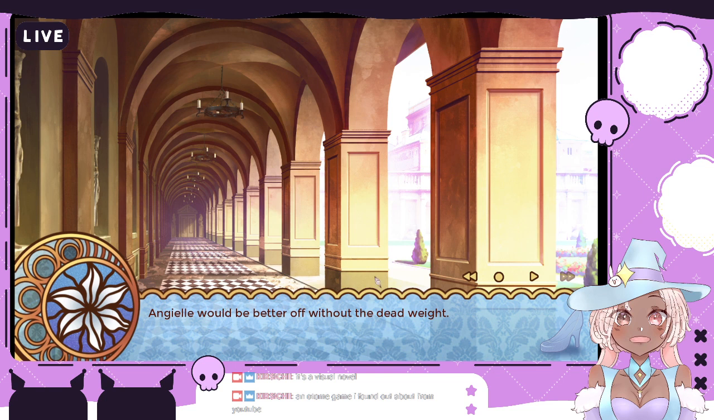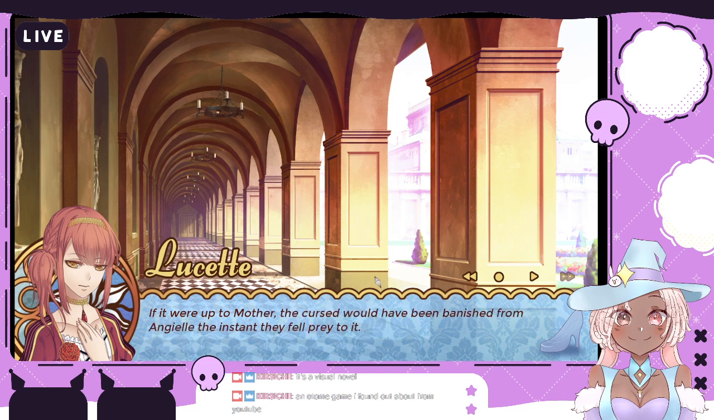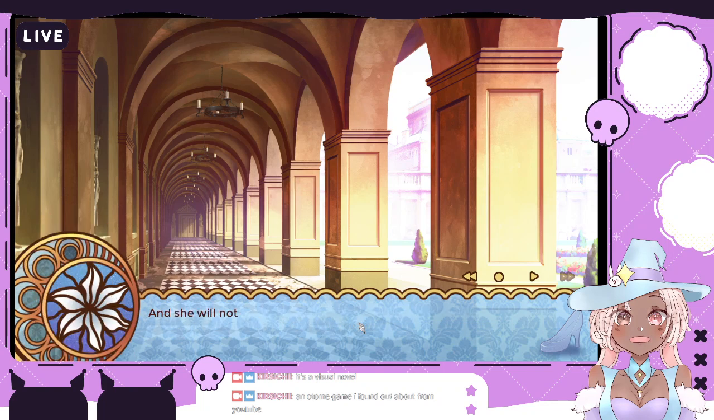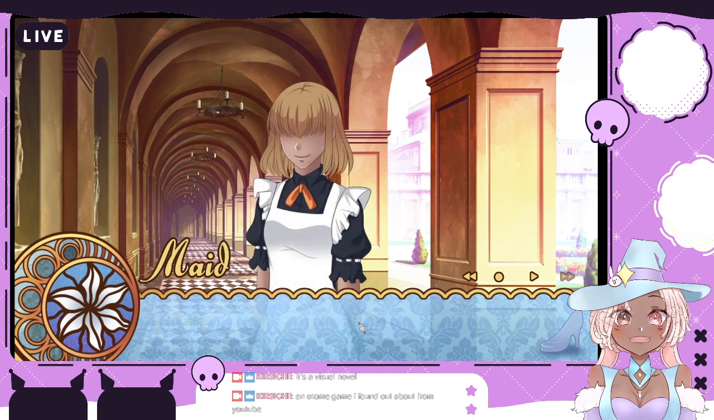Angel would be better off without the dead weight. If it were up to Mother, the curse would have been banished from Angel the instant they fell prey to it. But Mother is not here anymore, and she will not come back, ever.